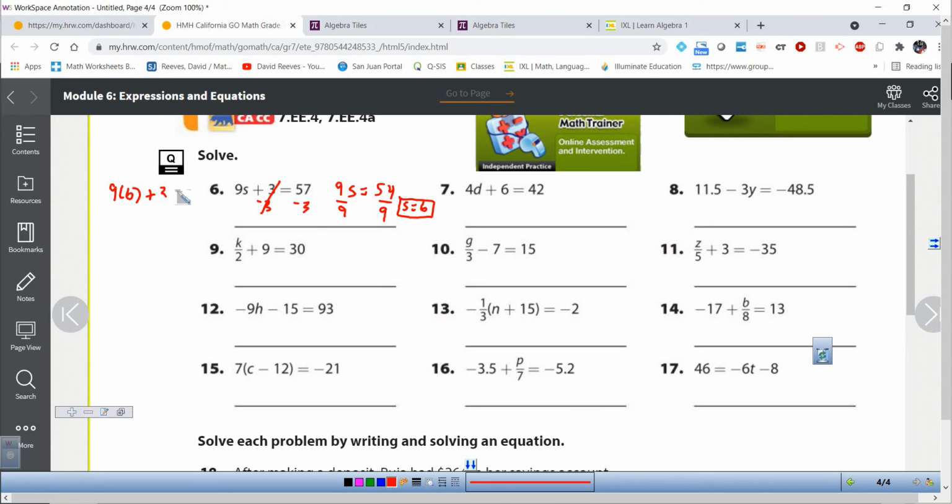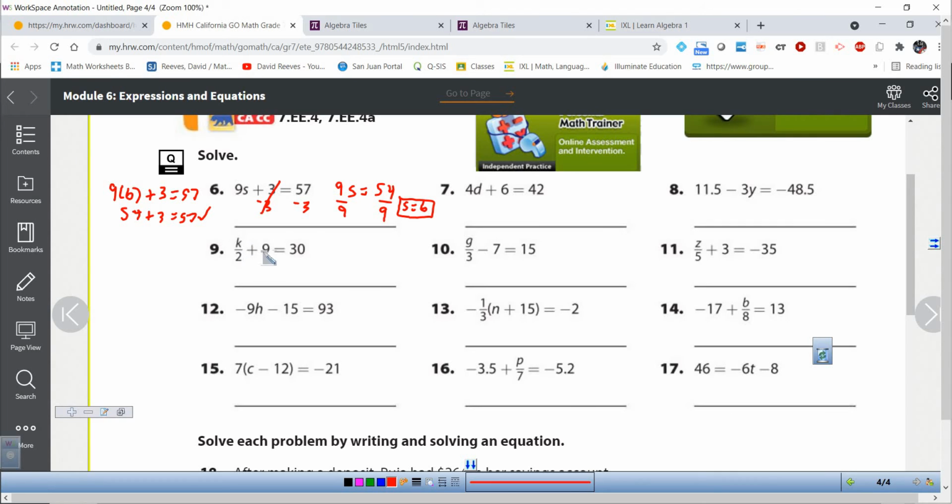All right, so I'm going to go ahead and go 9 times 6 is 54. 54 plus 3 is 57. It works. Okay? All right, this one right here, number 9. K divided by 2 plus 9 is equal to 30.